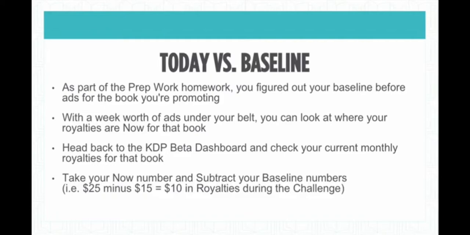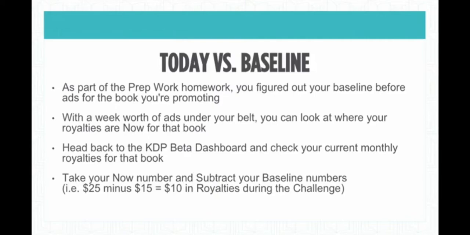Then you're going to take your now number, and obviously if you have another program like ReaderLinks or Book Report, you can do this pretty manually and select the dates. But since not everybody has those programs, I wanted to make it something you could do even if you don't have those programs. So take your now number, so in my example, $2, subtract your baseline number, 0 in that instance. 2 minus 0 equals 2.